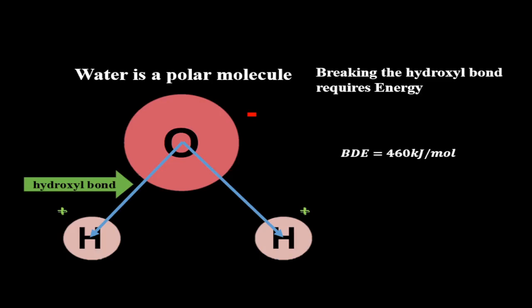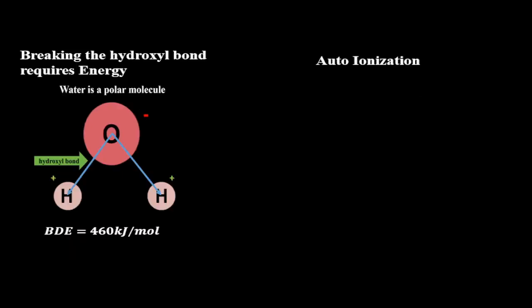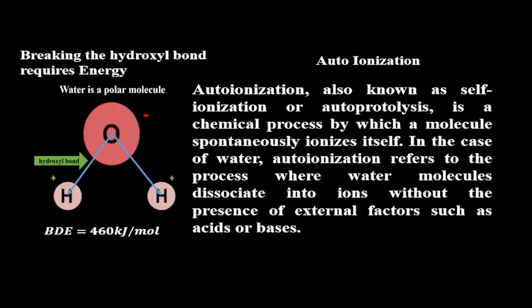Another interesting fact about water is that it undergoes autoionization. This is also known as self-ionization or autoprotolysis. It is a chemical process by which a molecule spontaneously ionizes itself. In the case of water, autoionization refers to the process where water molecules dissociate into ions without the presence of external factors such as acids or bases.